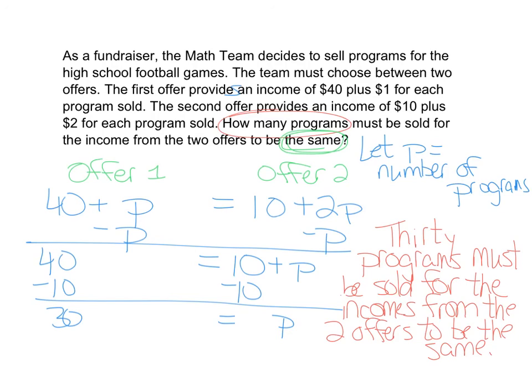Okay, notice I restated the question. Notice I didn't just say 30 programs. That's not a sentence. I didn't just say 30 programs must be sold. Well, why are we selling programs? I didn't just say 30 programs must be sold for them to be the same. For what to be the same? It was a very descriptive sentence.